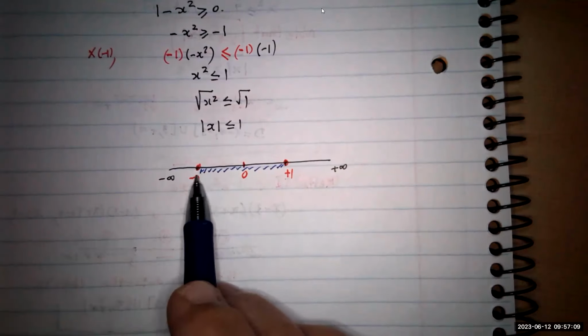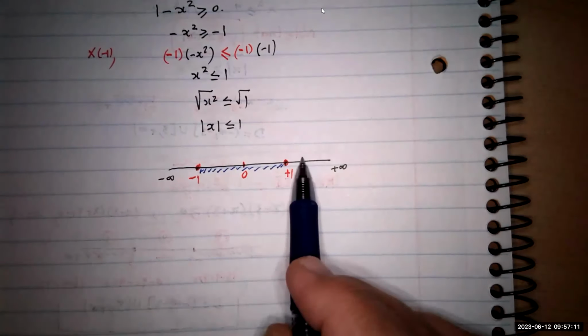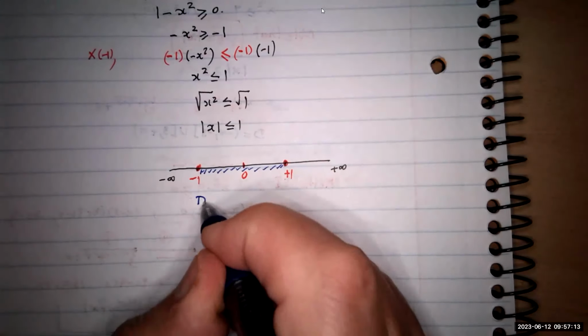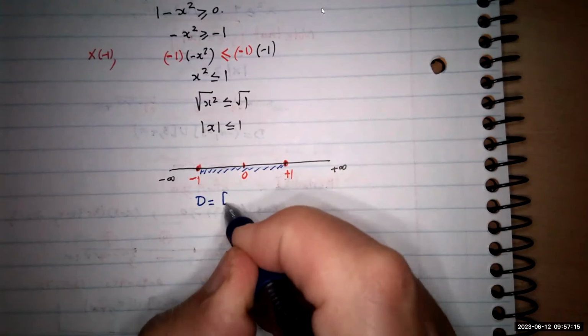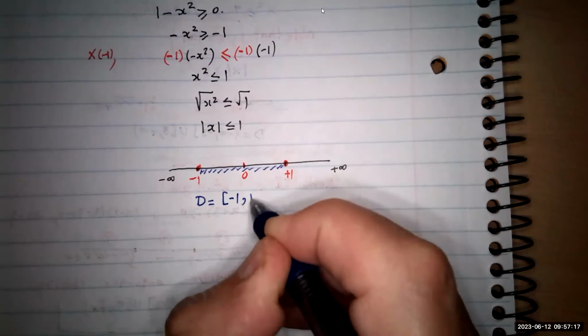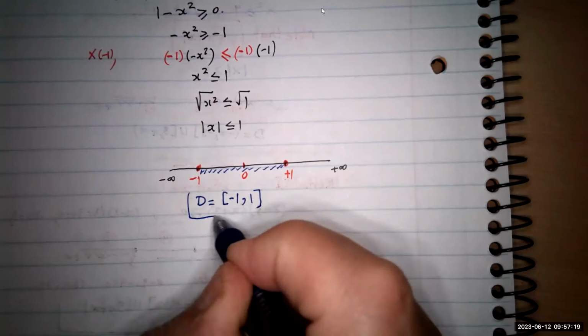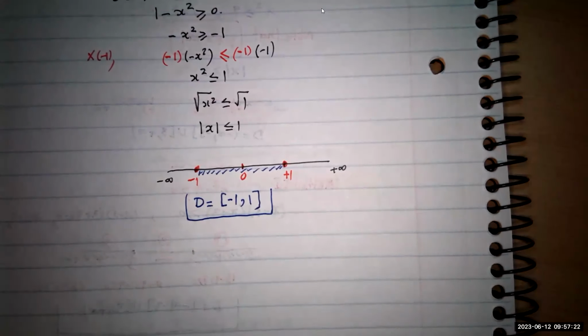So your domain is going to be everything between -1 and 1. So the domain of the function is the closed interval from -1 to +1. That is the domain of the function. You see, compare them together, make sure you don't miss it.